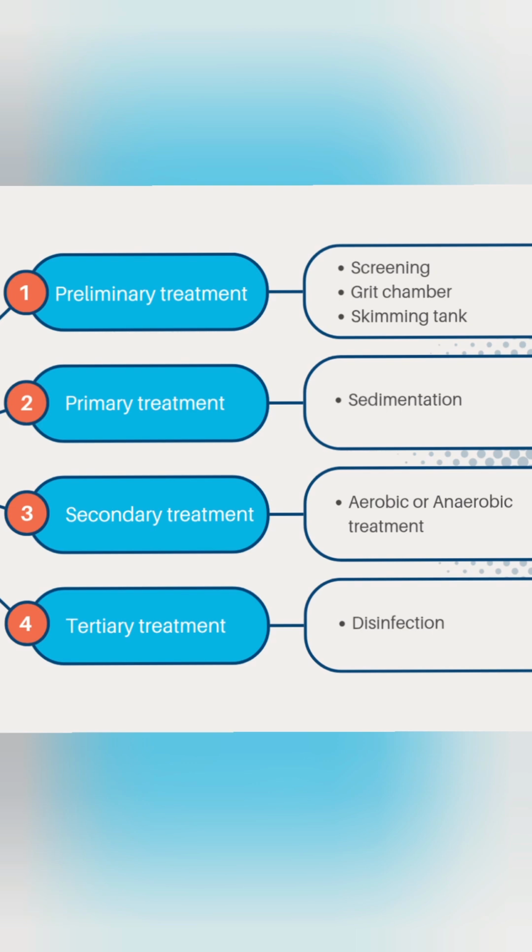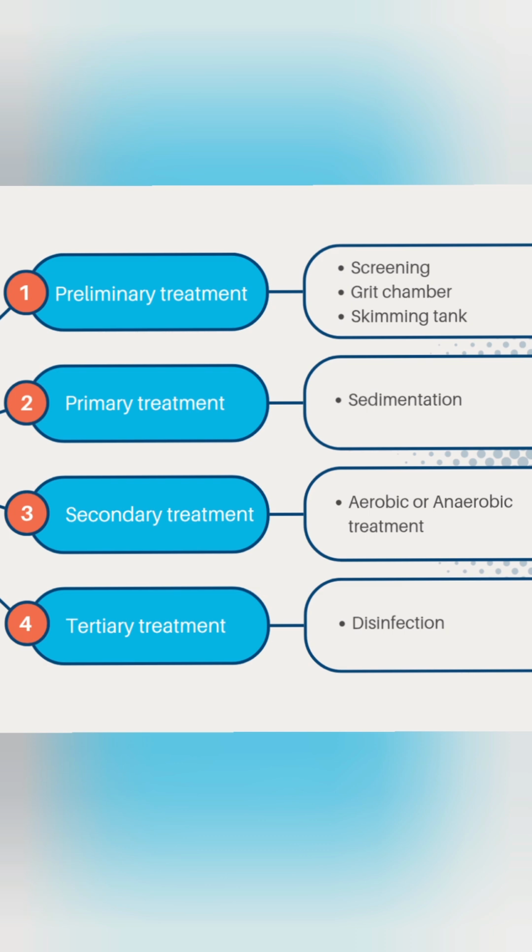And second is the grit chamber. Grit chamber is otherwise known as detritus tank. So it removes sand, small stones and heavy particles. So next is the skimming tank. It removes oils, fats and other floating objects. So this prepares or conditions the water for the next treatment stage.